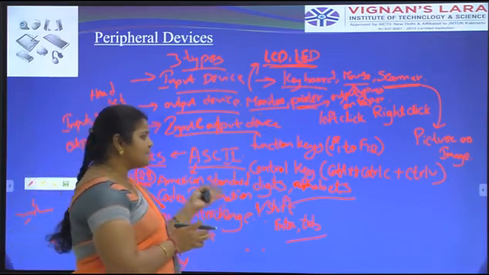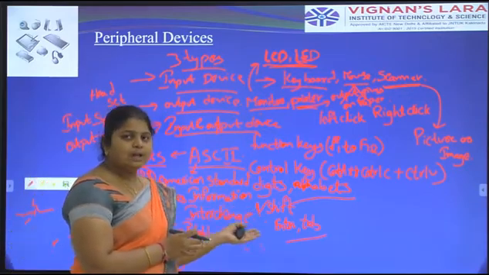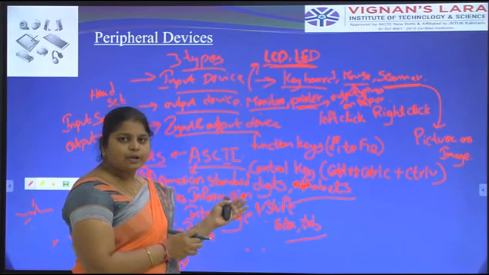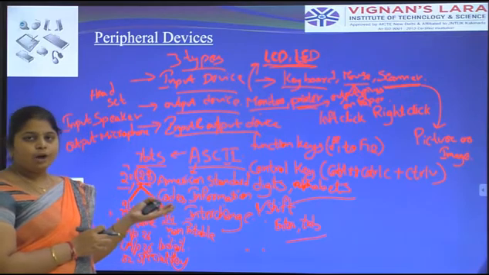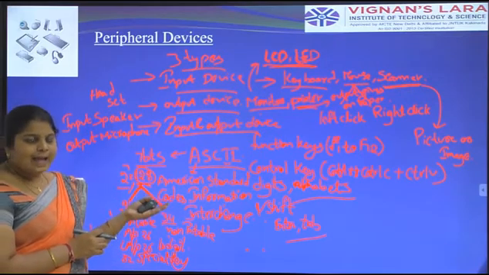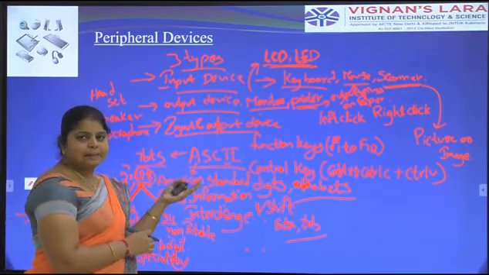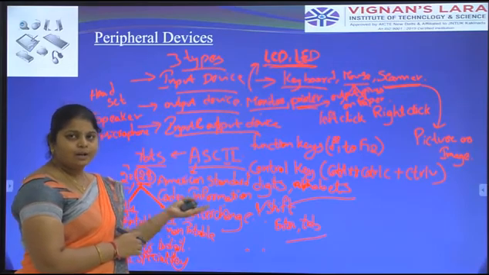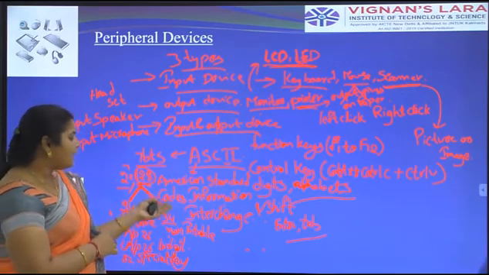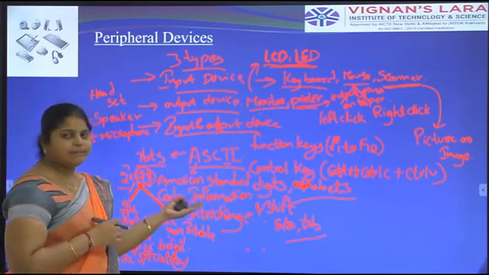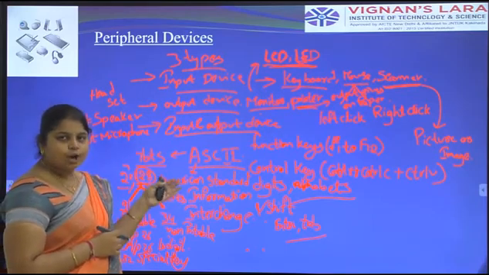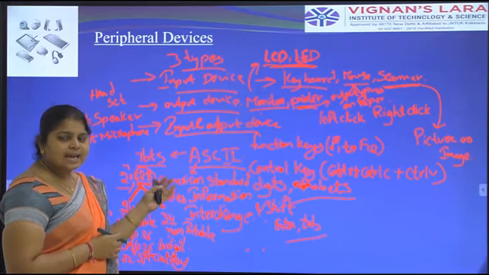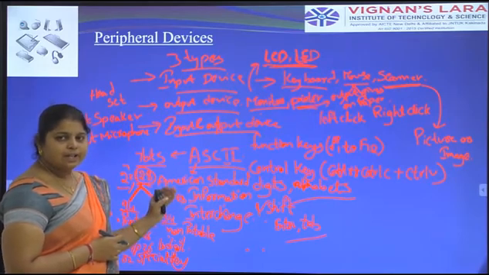The keyboard consists of so many keys: function keys, control keys, shift keys, enter, tab, digits and alphabets. With the help of ASCII code we can represent the content to the computer. ASCII means American Standard Code for Information Interchange, or American National Standard Code for Information Interchange.